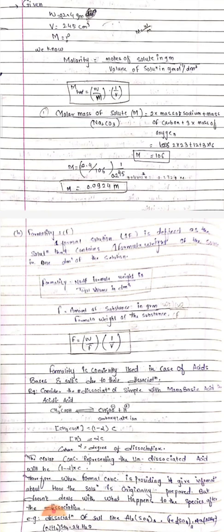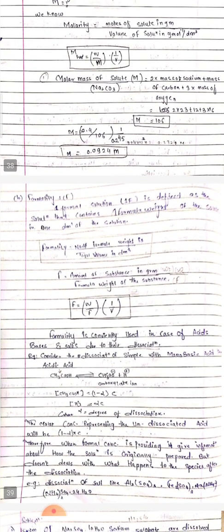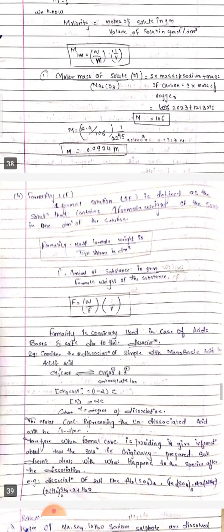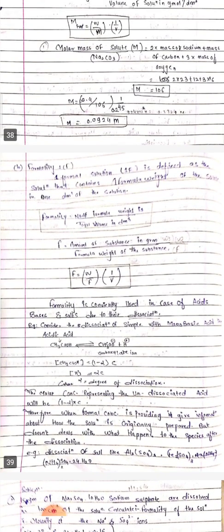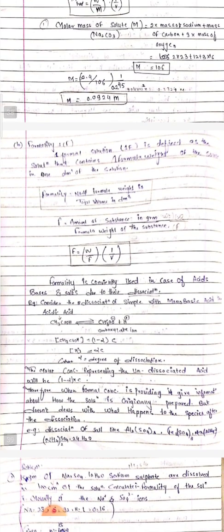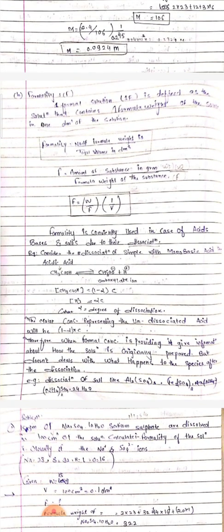Formality is conveniently used in the case of acids, bases and salts due to their dissociation. Consider the dissociation of a simple monobasic acid, acetic acid. CH3COOH gives CH3COO minus plus H plus. CH3COOH is equal to 1 minus alpha into C, H plus is equal to alpha into C, and alpha is the degree of dissociation. The molar concentration representing the undissociated acid will be 1 minus alpha into C. Therefore, the formal concentration gives information about how the solution is originally prepared, but doesn't deal with what happens to the species after the dissociation.